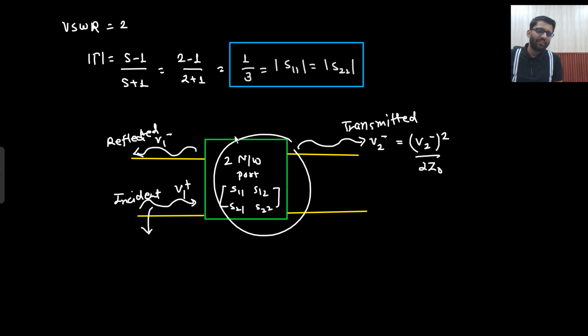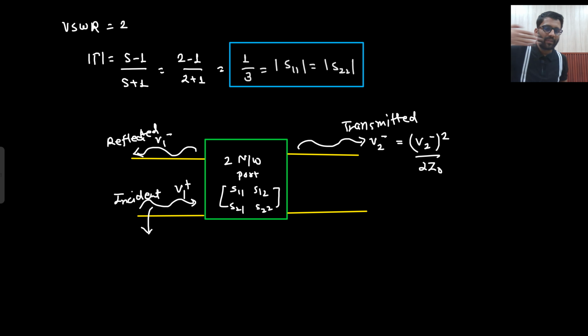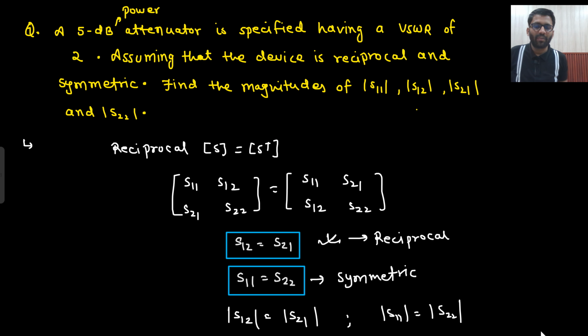So what is this device doing? This device is taking V1+. How much power is it taking? |V1+|² divided by 2Z0. So this device is taking |V1+|² by 2Z0 power. Some power it is reflecting back and some power it is transmitting. So certainly the transmitted power will be lesser than the incident power. So that attenuation is given as 5 dB.